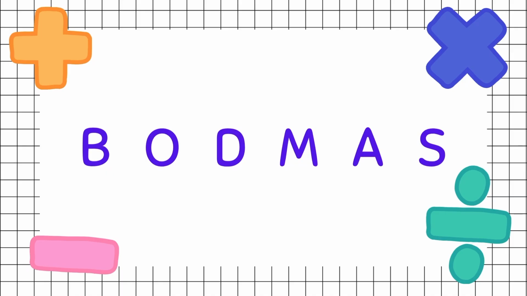So let's put it all together. The order of operations is the rule book for maths. It tells us what to do first, second, and last so that no matter who's solving the problem, we all land on the same answer.